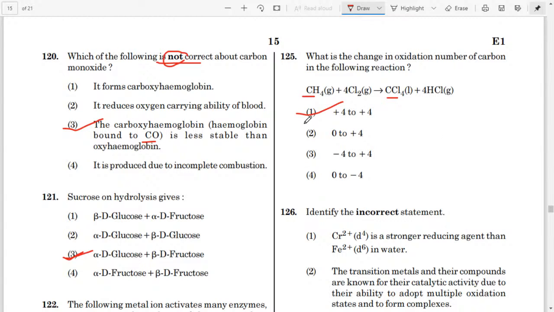Oh, sorry, minus 4, because hydrogen is giving electrons to carbon. So minus 4 to plus 4. So carbon is going to have a plus 4 oxidation state. So option number 3 is the correct option, students.